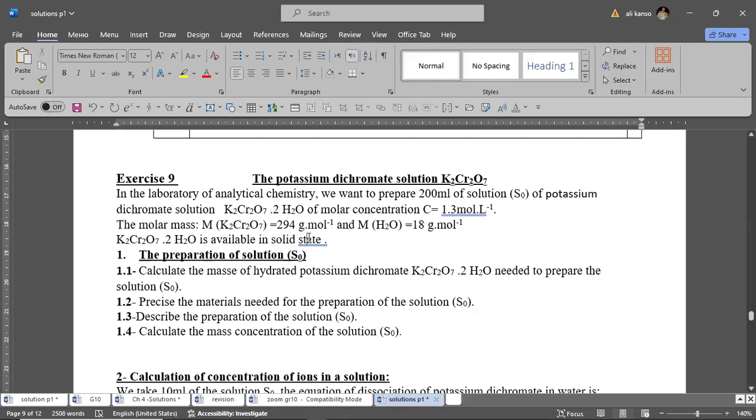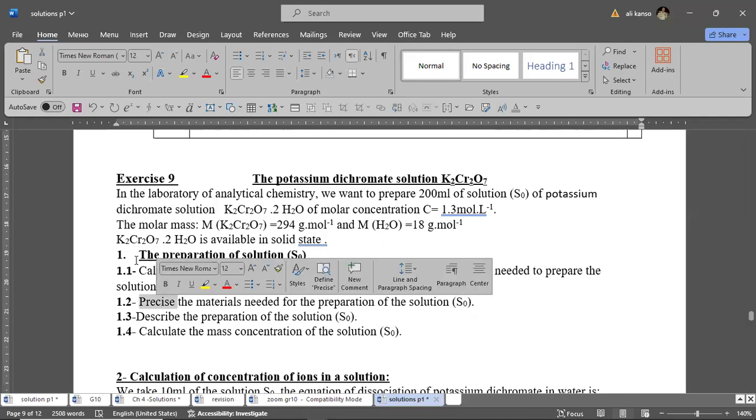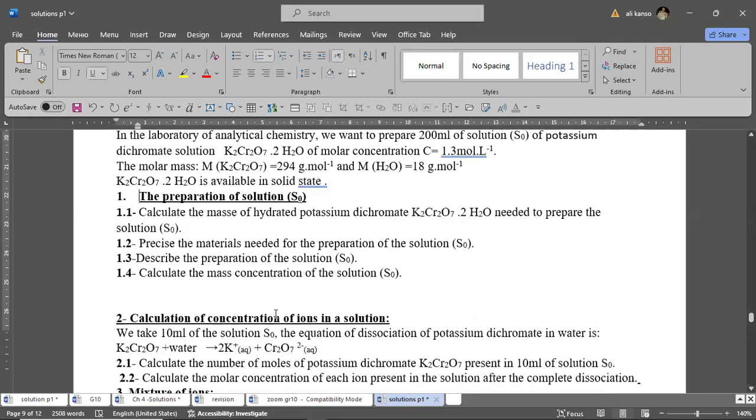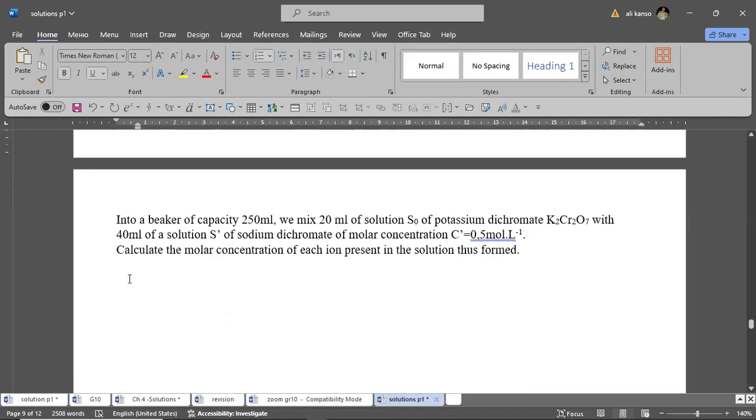And then here, because he is asking about the mass of the salt needed, then this preparation is a case of preparation from solids, preparation of a solution from solid state. Okay. First, how to calculate the mass of this substance.